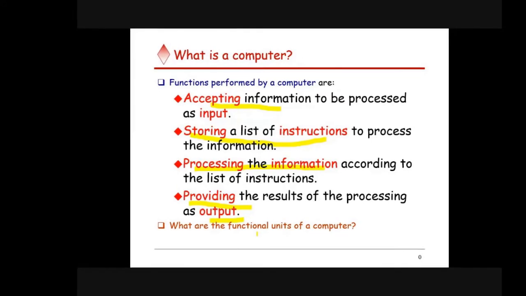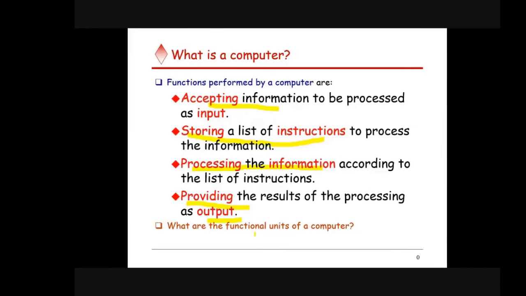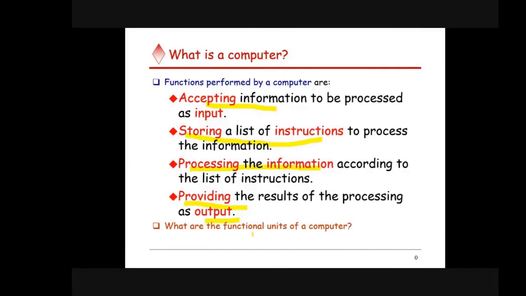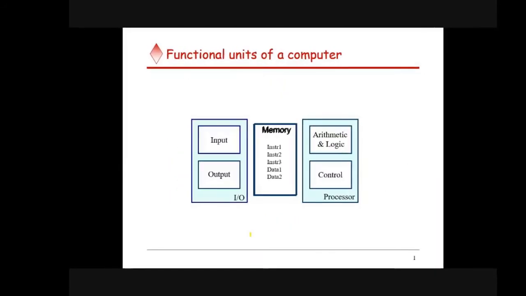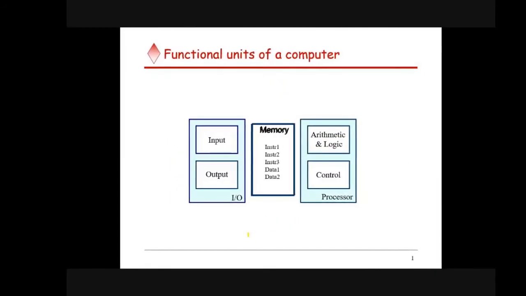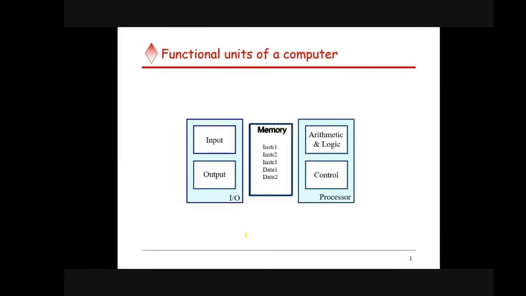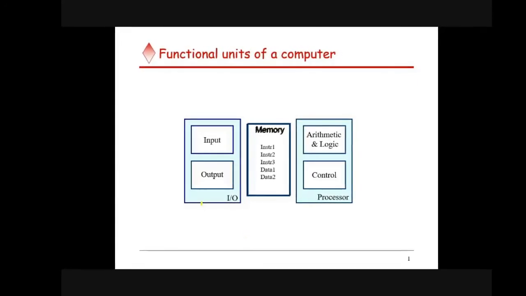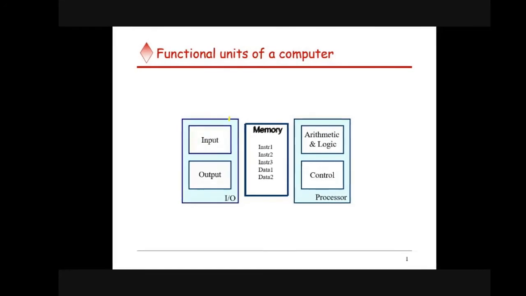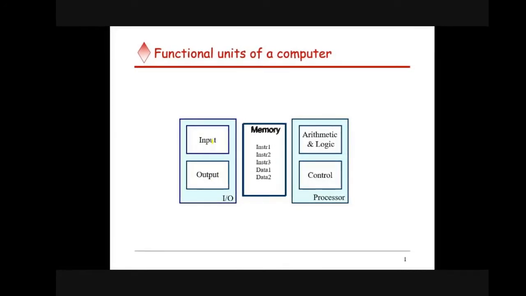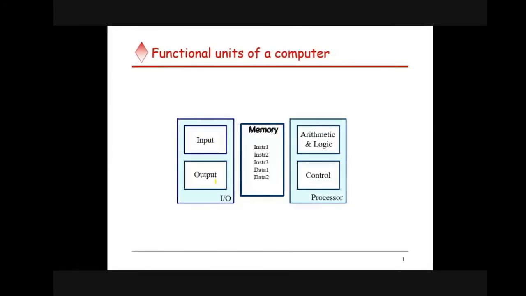After that, what are the different functional units of a computer? So for the examination point of view, this diagram is expected. So you should draw this diagram, what was written over here. So the first block is the input output unit. So it is the input unit as well as the output unit.